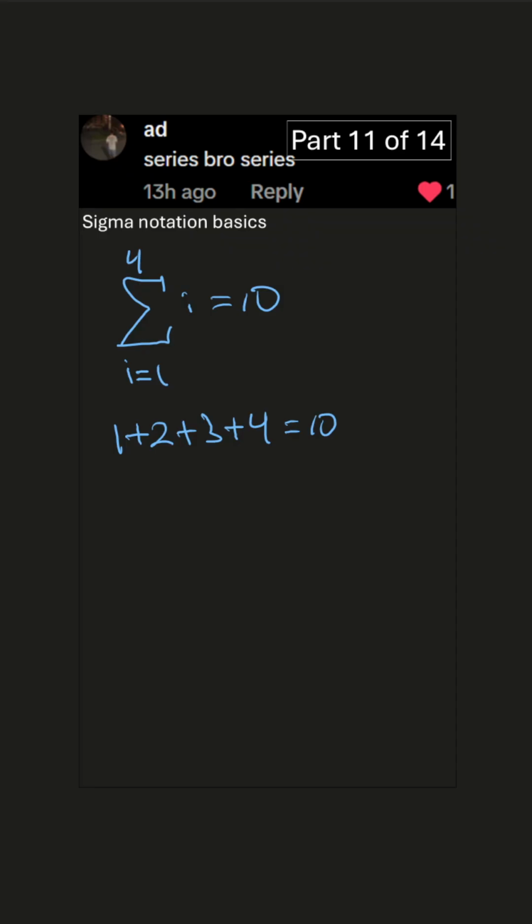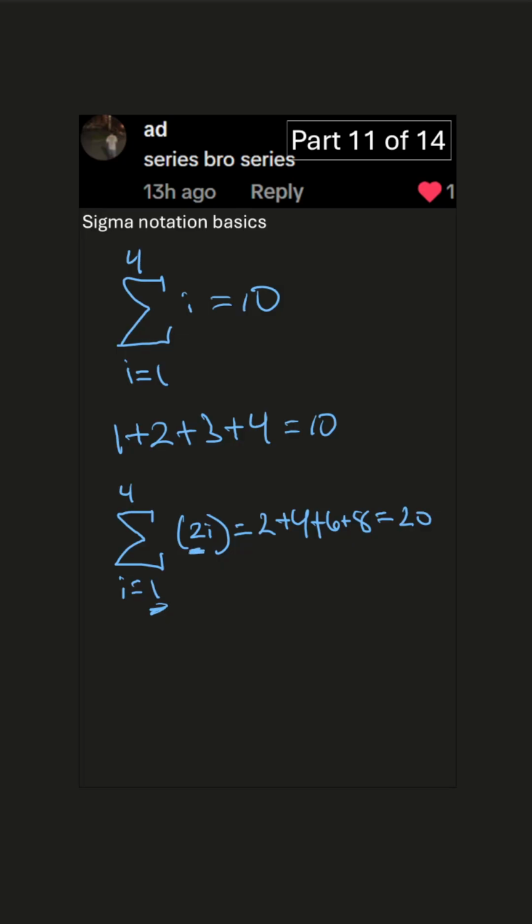So here's an example. Let's look at the sum from i equals 1 to 4 of 2i. So that equals 2 plus 4 plus 6 plus 8, and that equals 20. So we're starting with 1 again, but since we're multiplying i by 2 every time, we count by 2's.